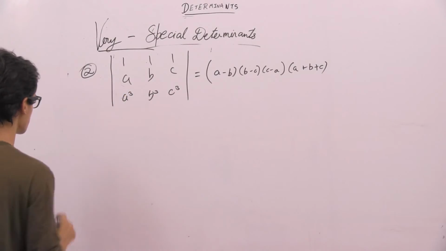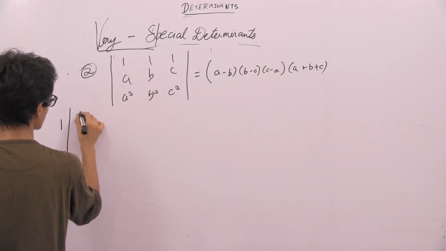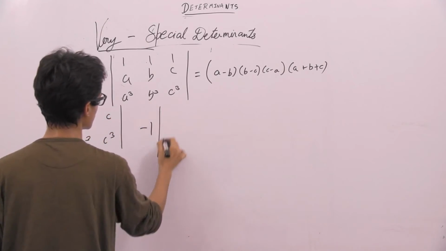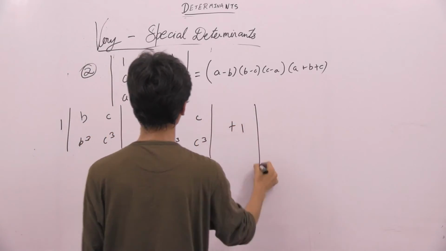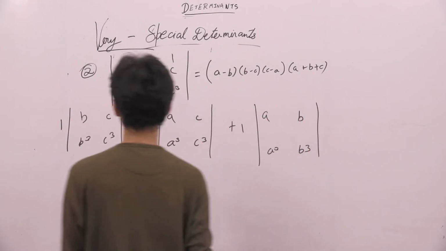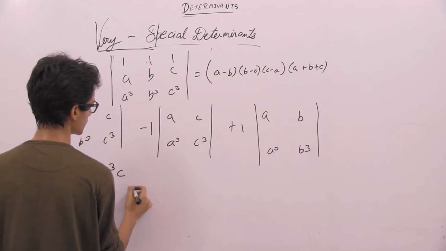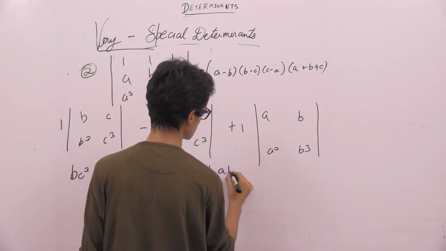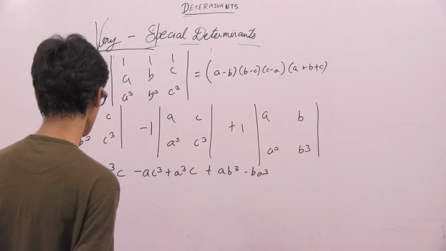Let's try to find out how. How do we come to this equation? We have 1 b c cube b cube c minus 1 a c cube a cube c plus 1 a b cube a cube b. What do we get? We get bc cube minus b cube c minus ac cube plus a cube c plus ab cube minus b a cube.